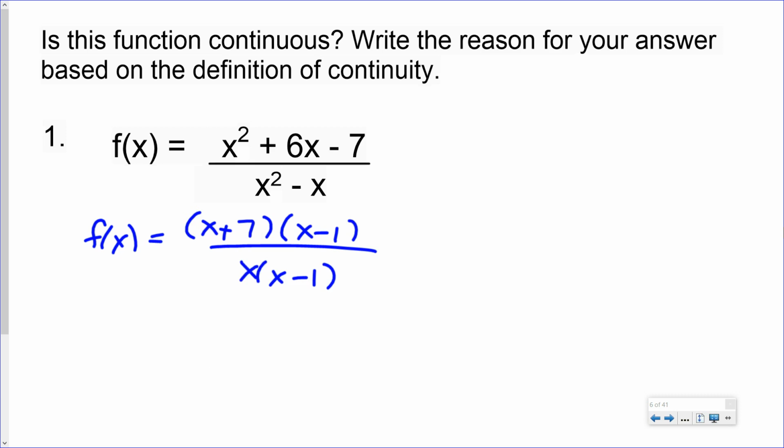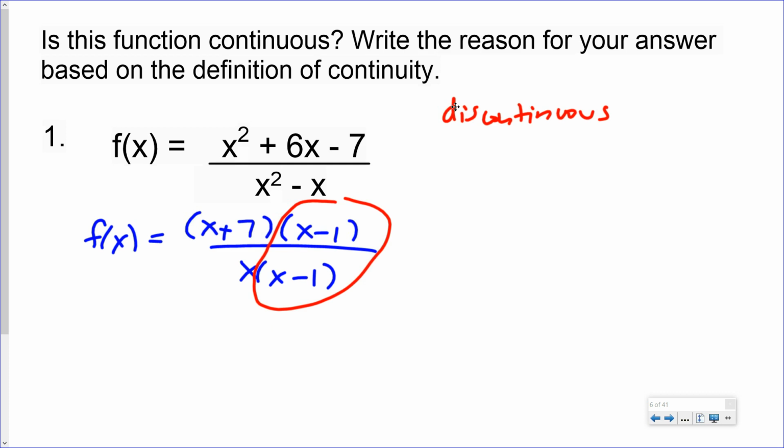Anything good happening here that you see? There's a hole. Guys, if I have a hole in my picture, is this picture continuous? No, so I already know that the answer is discontinuous. You guys good with that? Okay, so I'm going to put discontinuous.